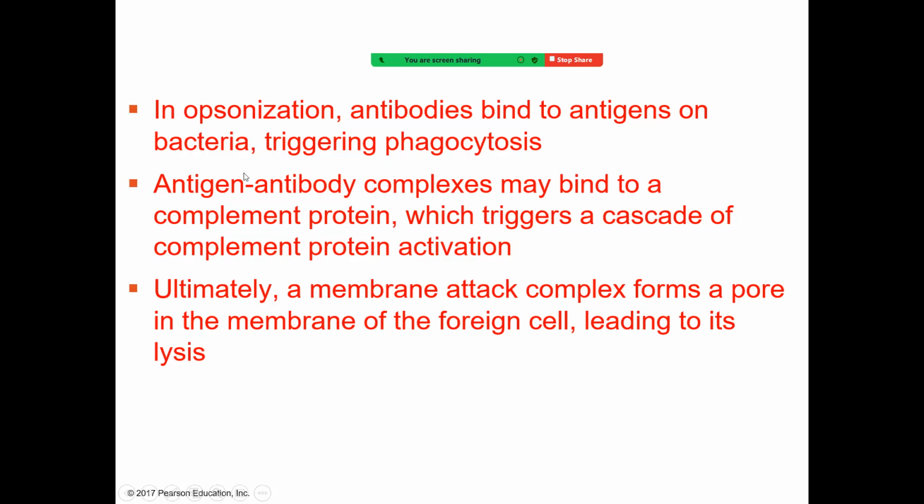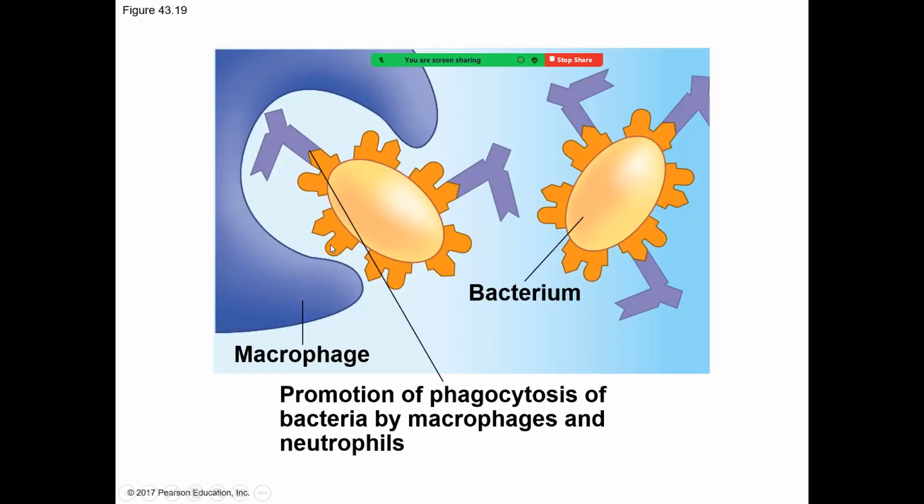Antigen antibody complexes can also bind to complement proteins. Complement proteins, of which there are about 30, help to trigger this cascade, and this process activates the complement system. The complement system is a pretty complex pathway, but ultimately the whole goal is to create a MAC, a membrane attack complex, and that membrane attack complex is going to create a pore in the membrane of either that foreign bacterial cell or the foreign virus, and it will lead to lysis ultimately.